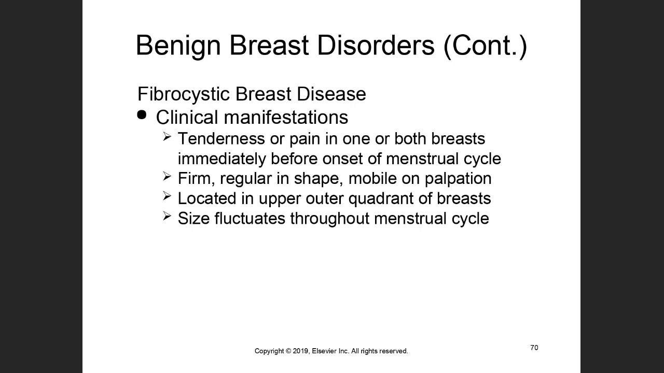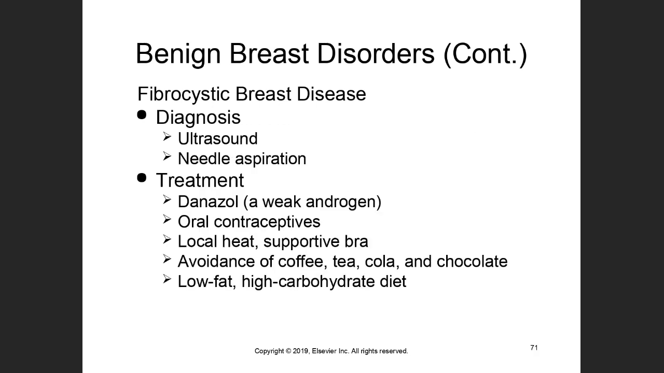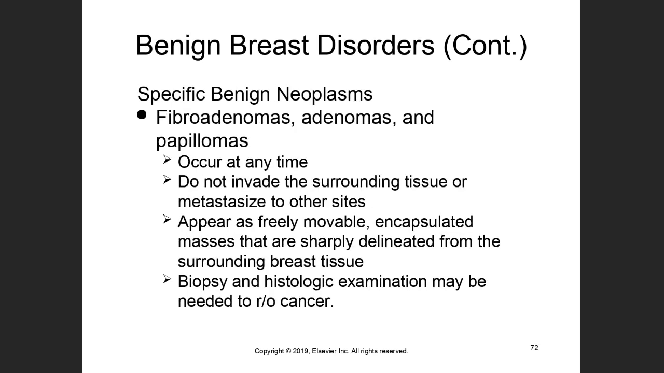The mass is thin, regular in shape, mobile on palpation, located in the upper outer quadrant of the breast, and its size fluctuates throughout the menstrual cycle. Diagnosis: ultrasound and needle aspiration. Treatment: danazol, oral contraceptives, and so on.